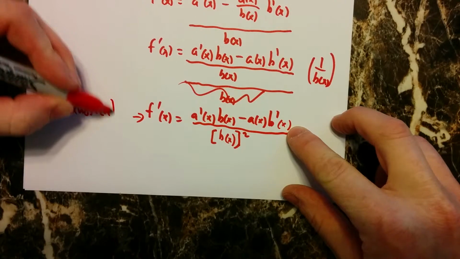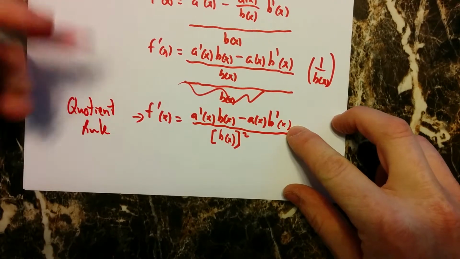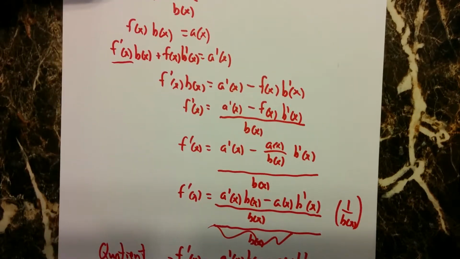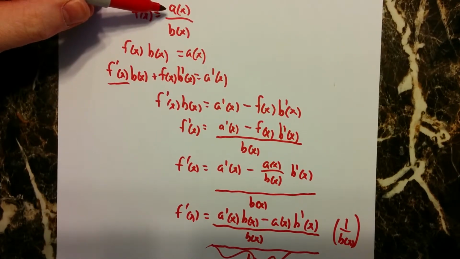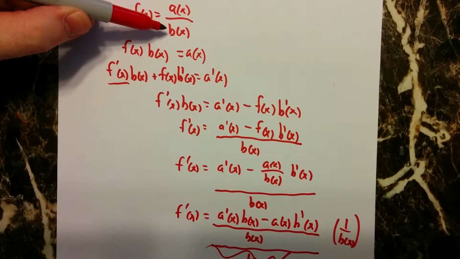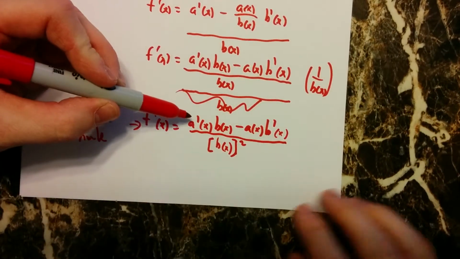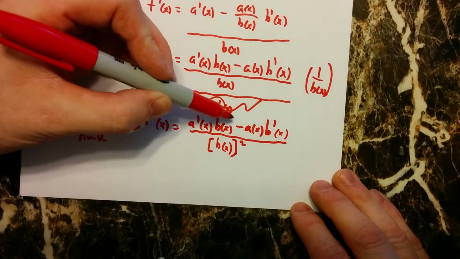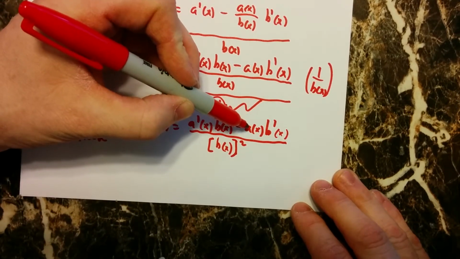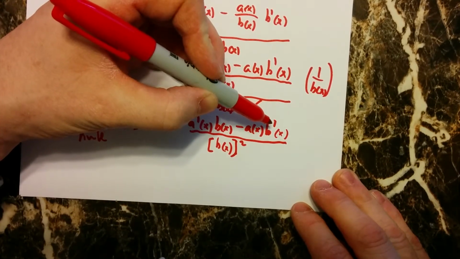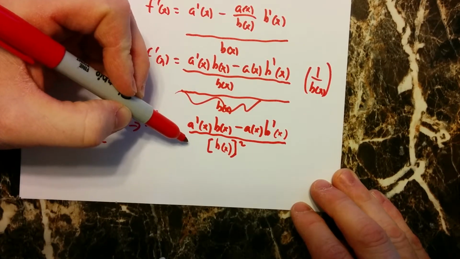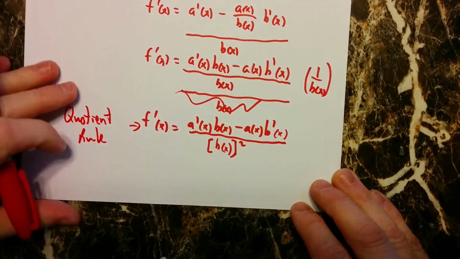If we refer back to our original function, we have a function on top and a function on the bottom. The quotient rule says: take the derivative of the top, multiply it by the bottom as it appears, minus the original top times the derivative of the bottom, all over the bottom squared. So that's the way the quotient rule works.